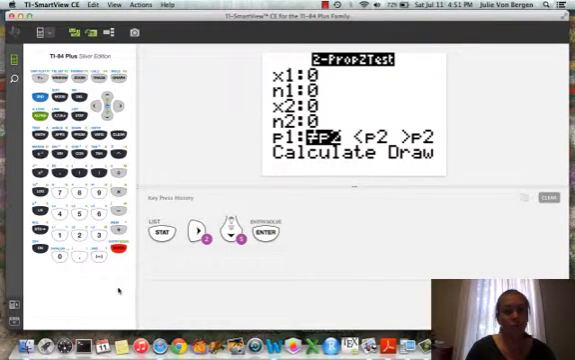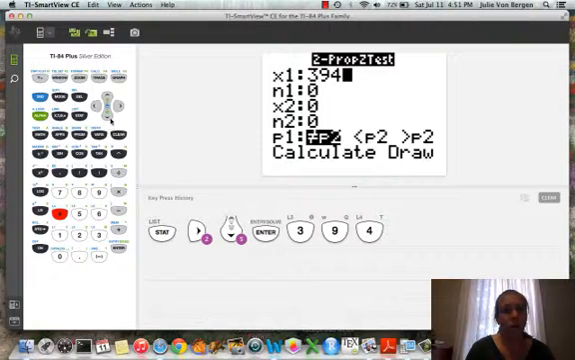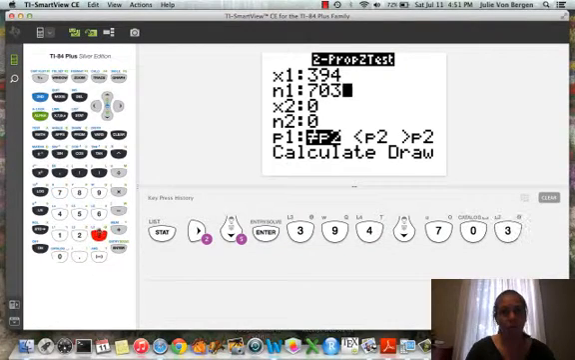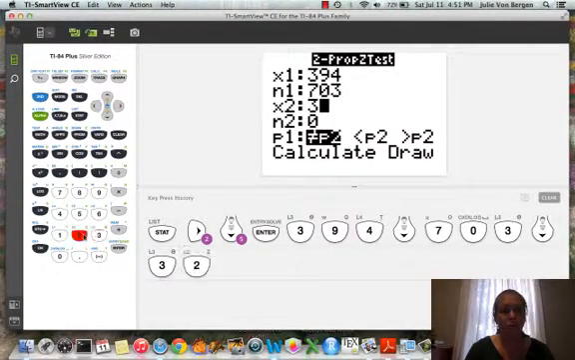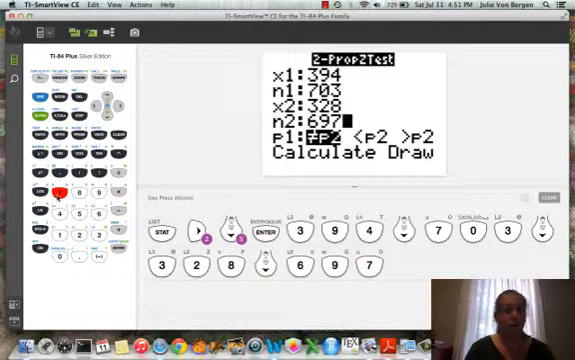So for the first group, there were 394 people who registered to vote out of 703 potential voters in that first group. So that's the group that received reminders. Group 2 has 328 people who registered to vote out of 697 who were in the second group, and this is the group that did not receive reminders.